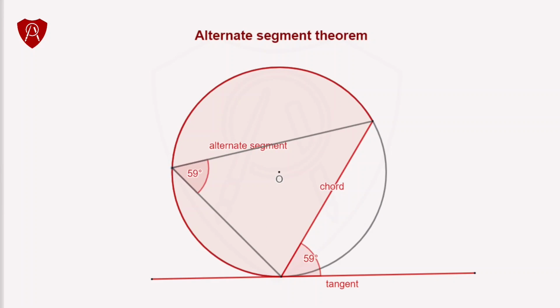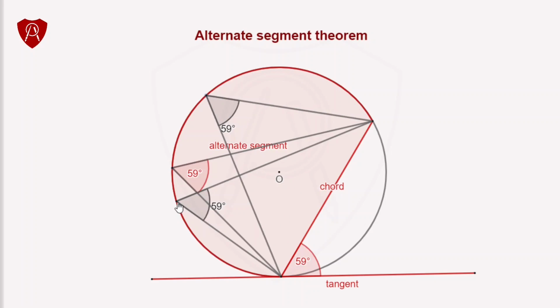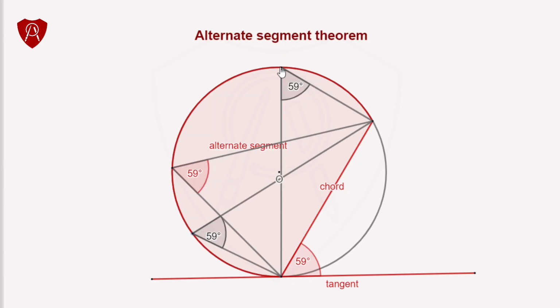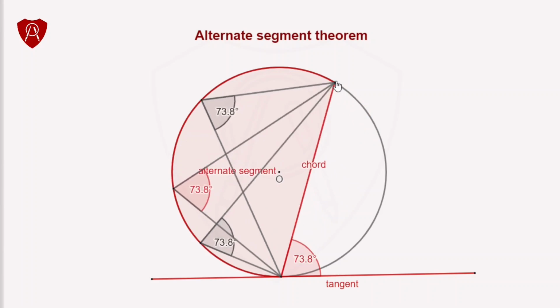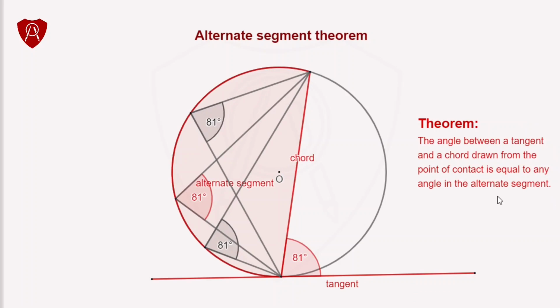Let's satisfy ourselves by subtending other angles in the alternate segment. This should eliminate all doubts about our initial observation. Any angle in the alternate segment has the same measure as the angle between the tangent and the chord. Theorem: the angle between a tangent and a chord drawn from the point of contact is equal to any angle in the alternate segment.